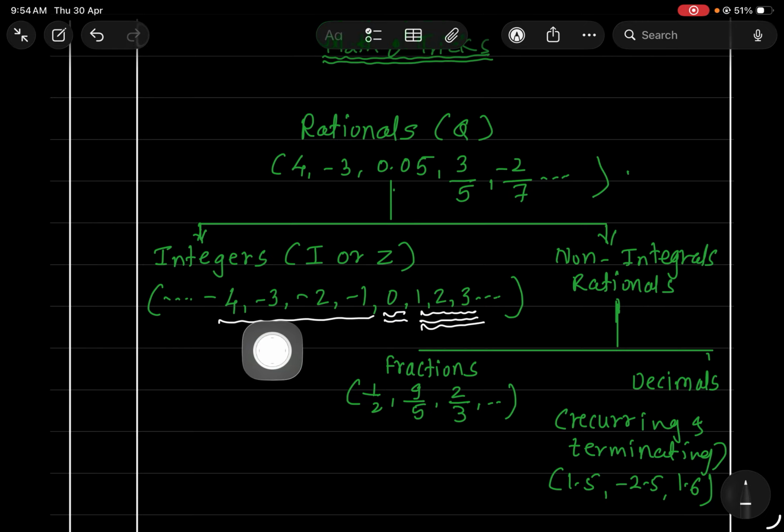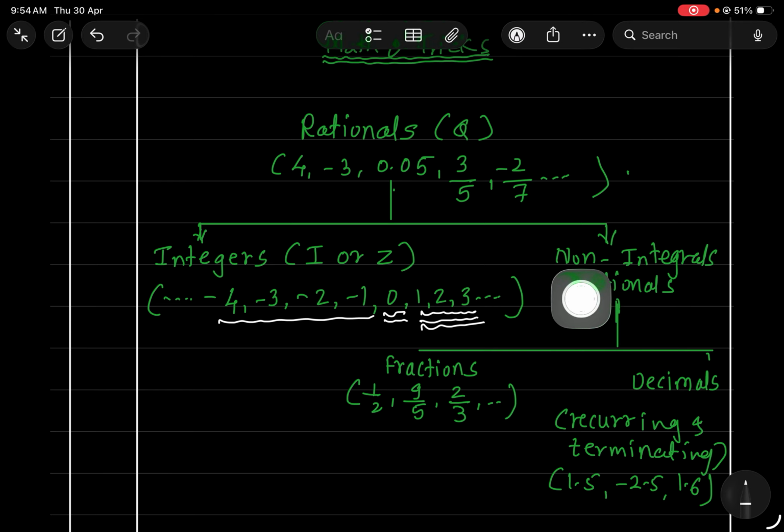You know the number line you studied. The number line also shows it this way only. There are negative numbers, positive numbers, and including 0. 0 here is neutral, neither positive nor negative. So this is called the integers.